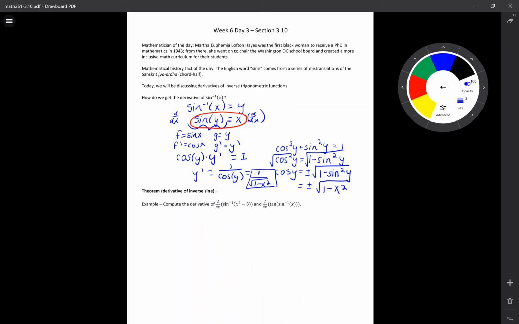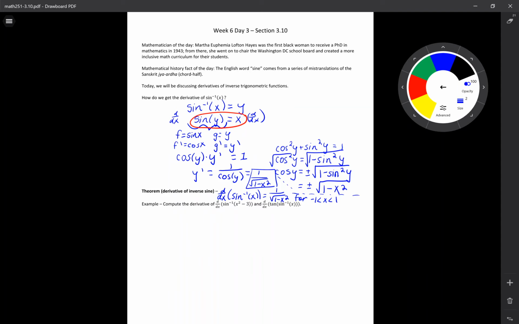So the derivative of sine inverse of x, as we just showed, is equal to 1 over square root 1 minus x squared for x between positive 1 and negative 1. Remember, with sine inverse, cosine inverse, all of the inverse trigonometric functions, our domain is pretty restricted.